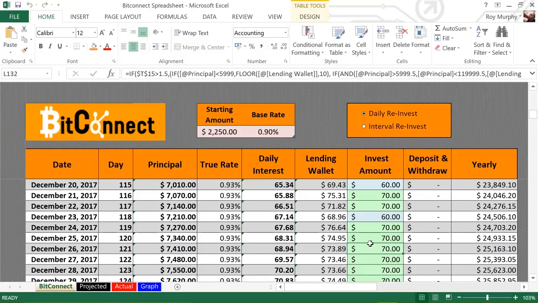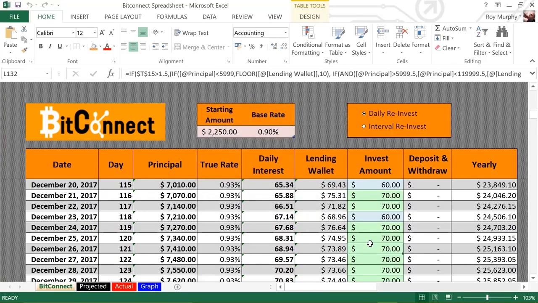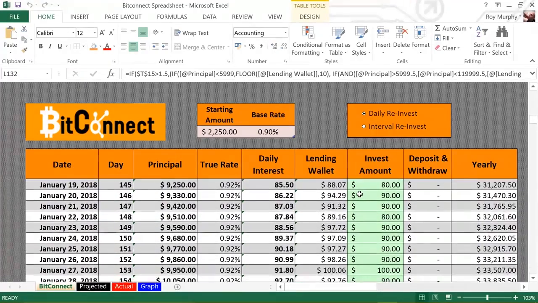Go onto Google, look up compound interest, and then look at some of the quotes around the people that tried to get their head around it many years ago. Some of the great philosophers of our time have amazed themselves at the power of compounding when you compound every single day. So we carry on. We look a little bit into the future. January the 1st, new year. Investment amount goes up and up and up. The daily rate goes up and up and up.